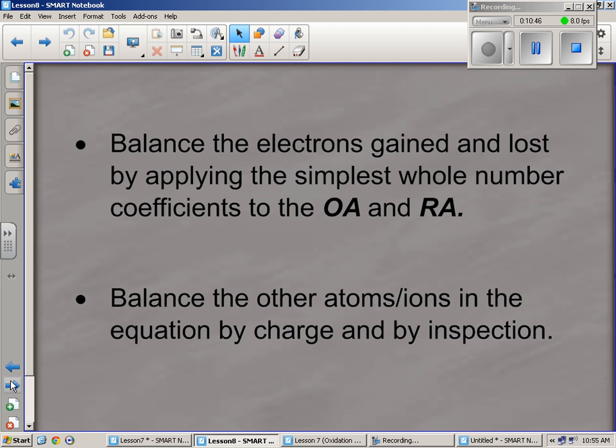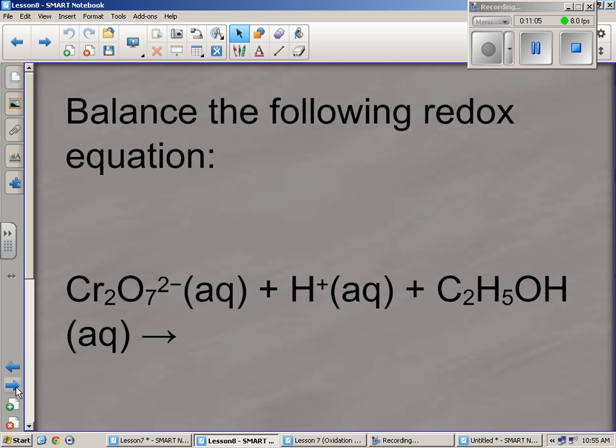Once you've done that, by applying the simplest whole number coefficients to the OA and RA, you're going to balance the other atoms, and charges and all that other stuff, by what we call inspection. So basically, you're going to look and start balancing stuff out, okay? The important part with these questions is that we really focus on the 2 reactants, the RA and the OA. Those are the 2 that we need to balance out, okay?